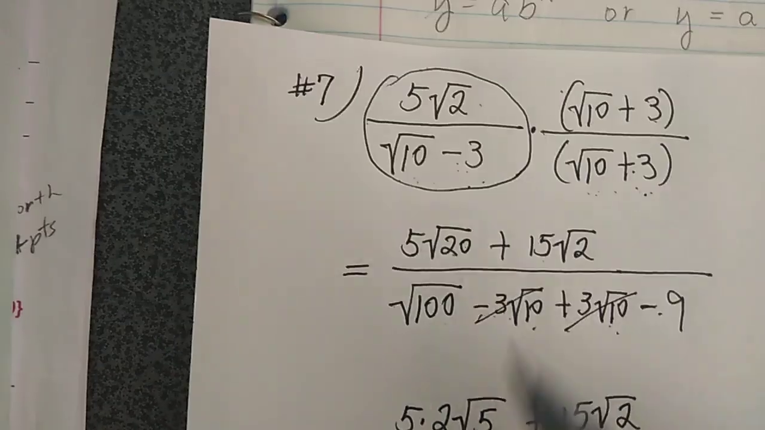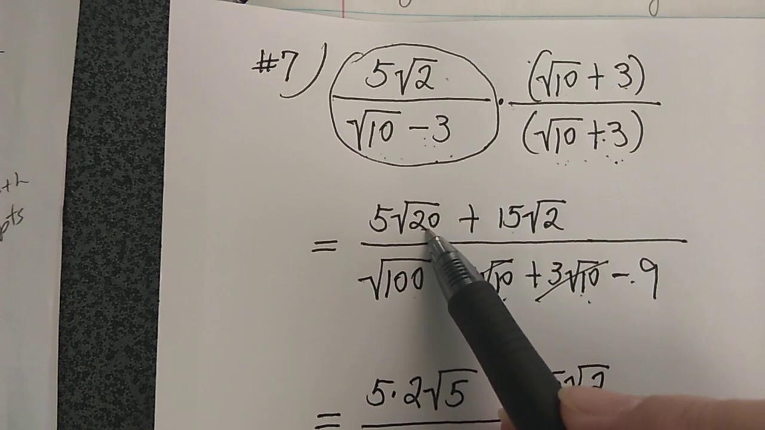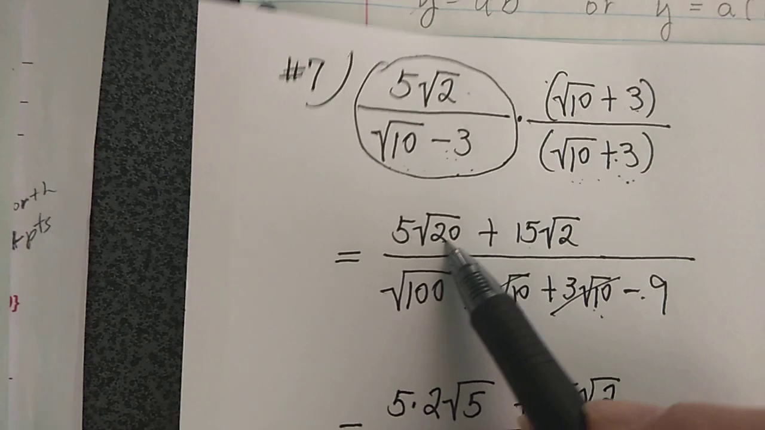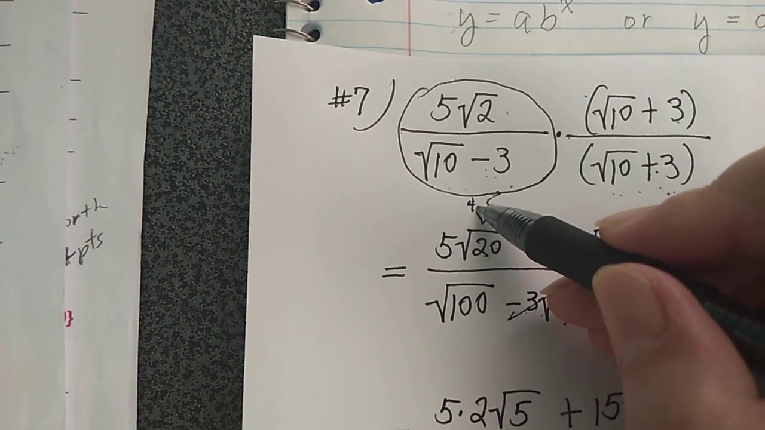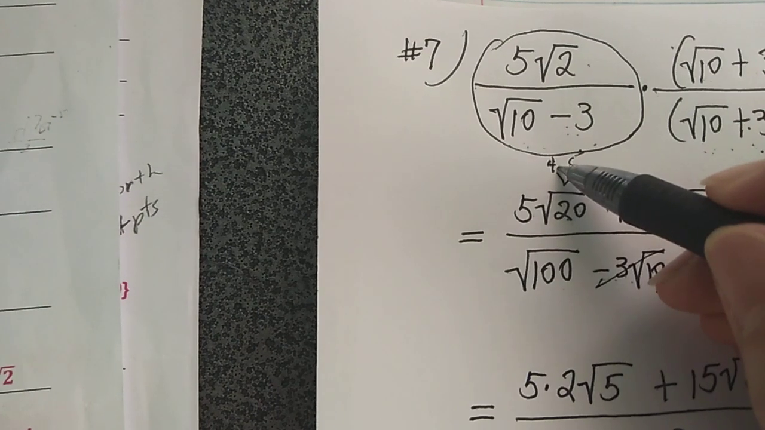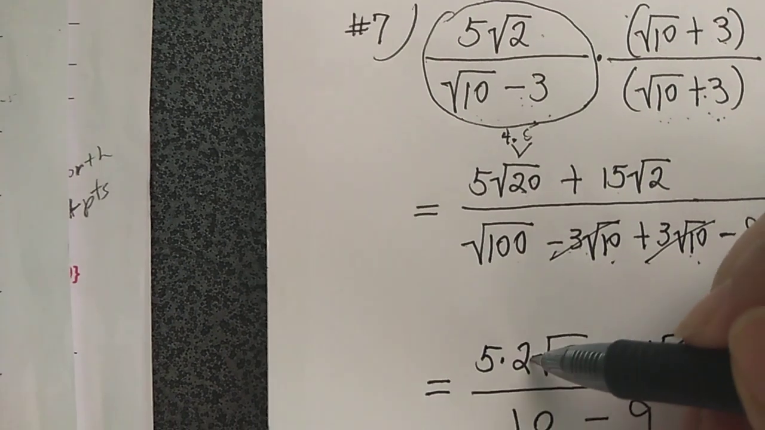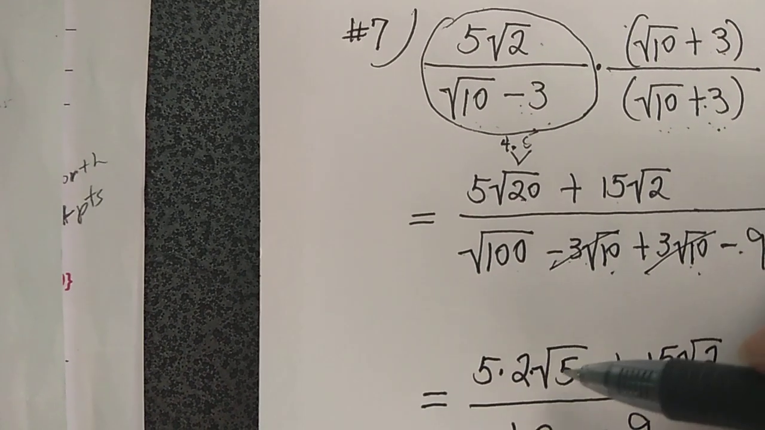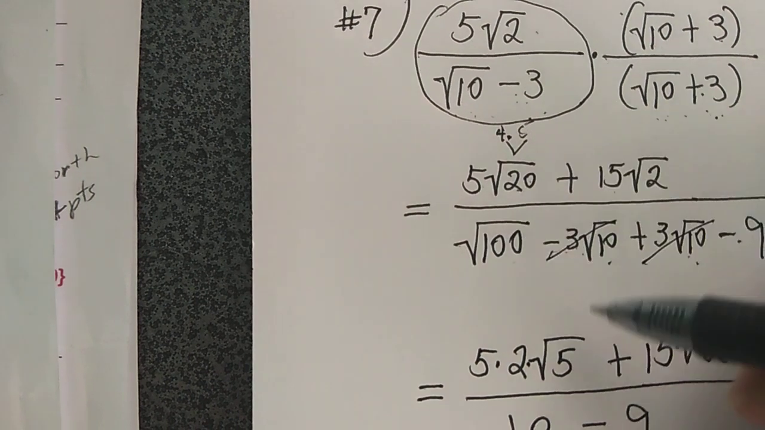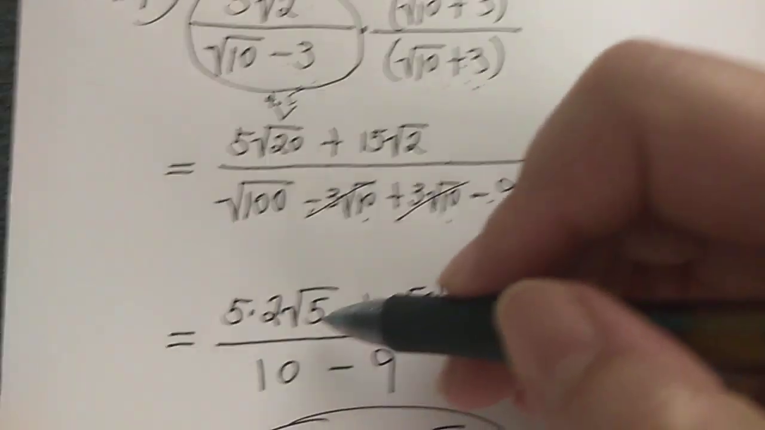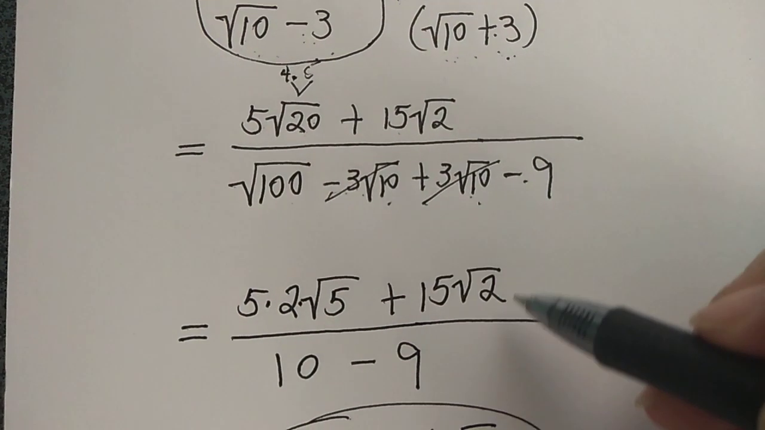Now we're going to come to here and see if there's something we can take out of the radical. So in the 20, we have 4 times 5, and you can take the square root of 4, and that will give you 2. So you end up with 5 times 2 on the outside, and then what remains inside the radical is 5. Okay, this 5 remains inside because you can't take the square root of that. And then this part you just keep here.